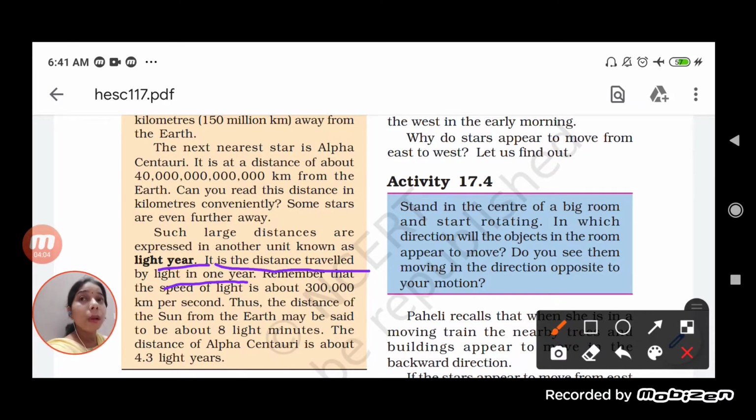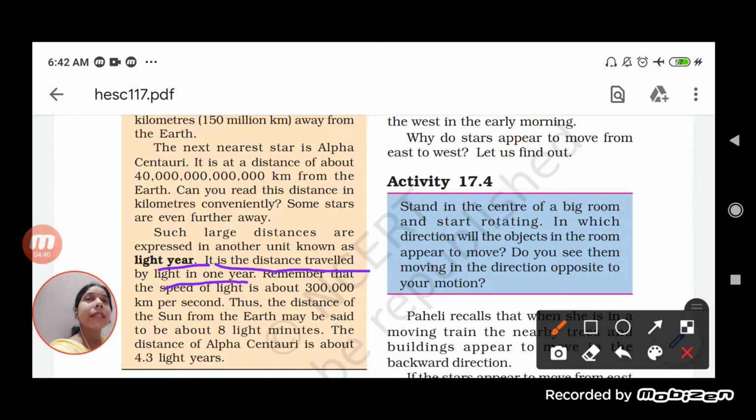So what about celestial bodies? They are so far away from each other. See, for Alpha Centauri, the distance was written in kilometers, and you can see how many zeros there are, students. 10. So you can understand how long the distance is between Alpha Centauri and the earth. Not only this, even the sun is about 150 million kilometers away from us. So the distance is very large, students.